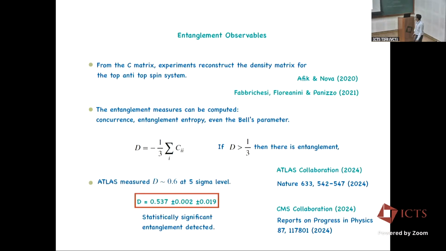So what ATLAS measured is close to 0.6, which is at 5 sigma. So that was kind of the discovery that entanglement is present in this setup.